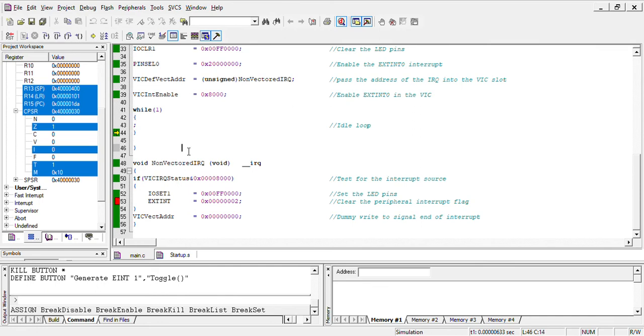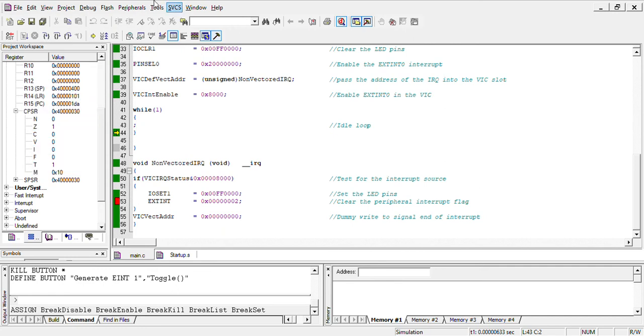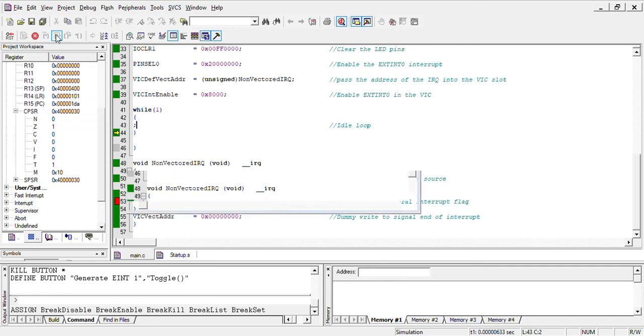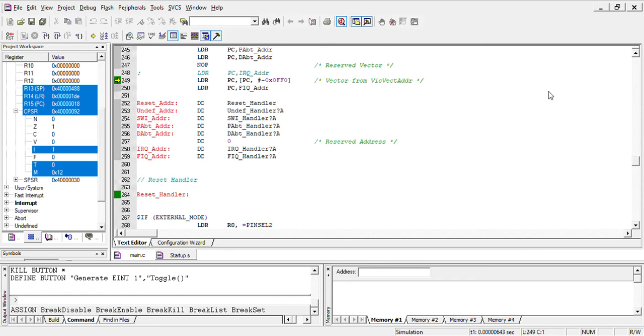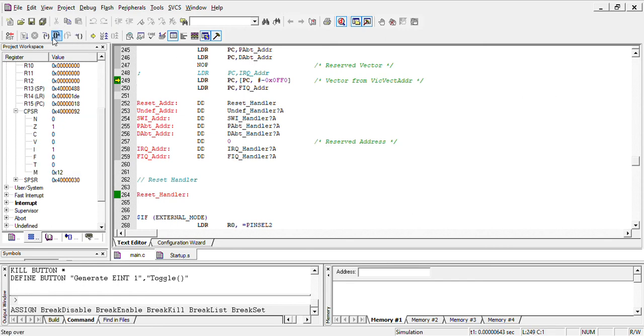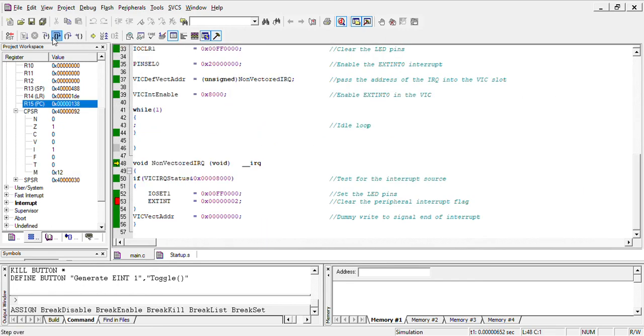Since the interrupt is serviced and there is no other interrupt, the execution again reaches the while loop. Again generating an interrupt. Similar steps are executed again.